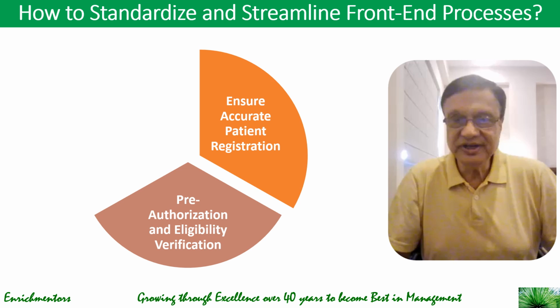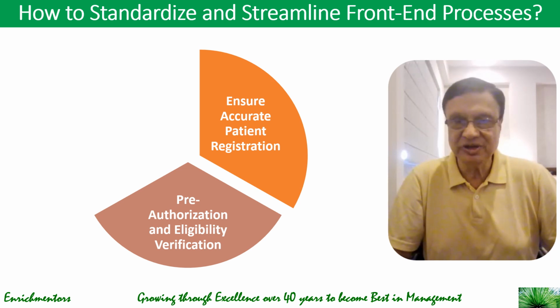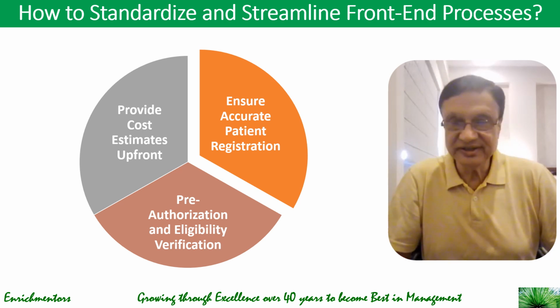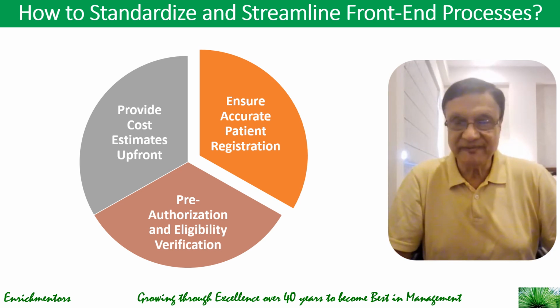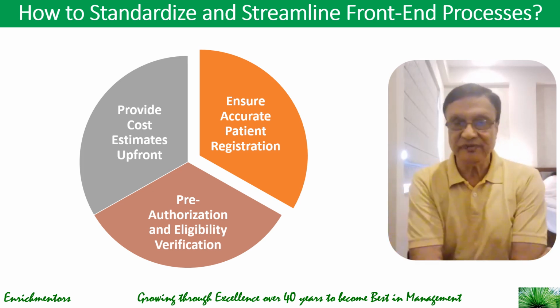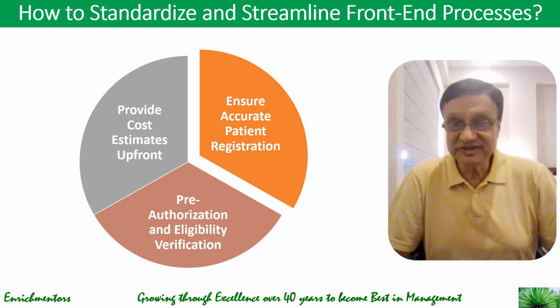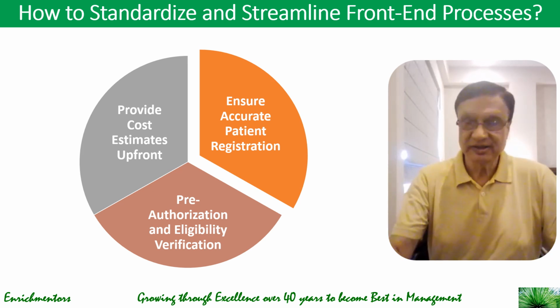Second thing that you need to do is to implement automated systems for verifying patient eligibility and obtaining pre-authorization before the services are rendered. This will reduce claim denials and ensure quicker reimbursement. And last thing that we will talk about here is to provide cost estimates upfront. Offer your patients an estimate of their out-of-pocket cost. Remember the word out-of-pocket cost. Before services are delivered, that will improve transparency, reduce disputes, and increase the likelihood of timely payment.